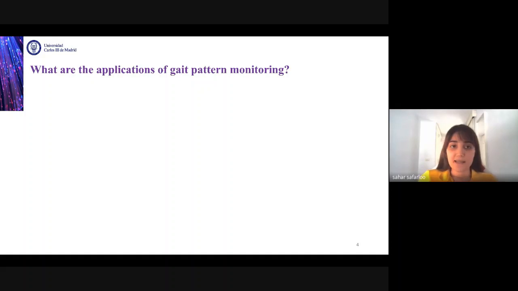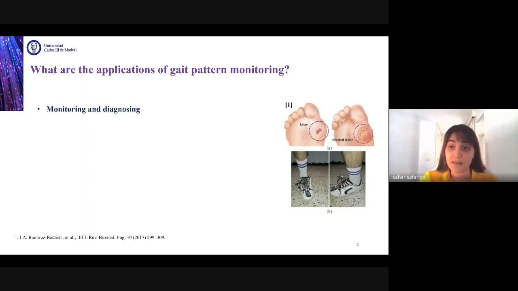But what are the applications of gait pattern monitoring? Gait analysis can be used for distinguishing normal and pathologic gait. For example, people with diabetic foot suffer the absence of adequate sensation, which produces changes in their walking pattern. So we can use gait analysis to determine the higher pressure areas and prevent ulcerations.